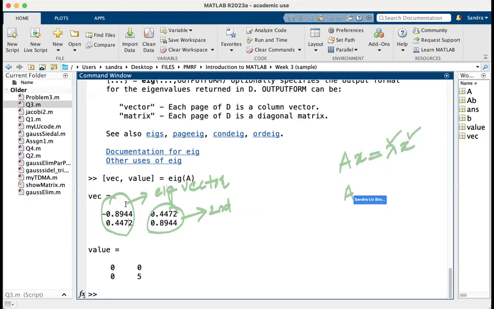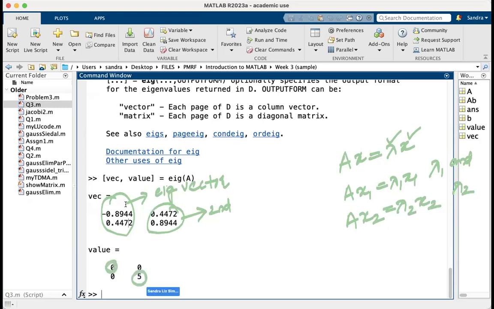So for example, if I have two lambda values, lambda 1 and lambda 2, then there will be a vector x1 that will satisfy A x1 = lambda 1 x1, and there will be an x2 vector that will satisfy A x2 = lambda 2 x2. If there are two lambdas, there will be two vectors. This is the first vector, this is the second vector. The value corresponding to the first vector is the first diagonal element, and the value corresponding to the second vector is the second diagonal element. So 0 is the first eigenvalue, 5 is the second eigenvalue.